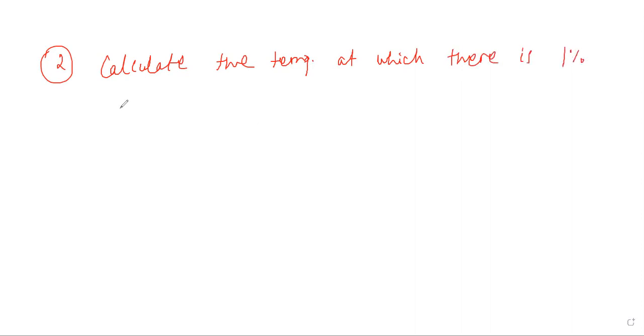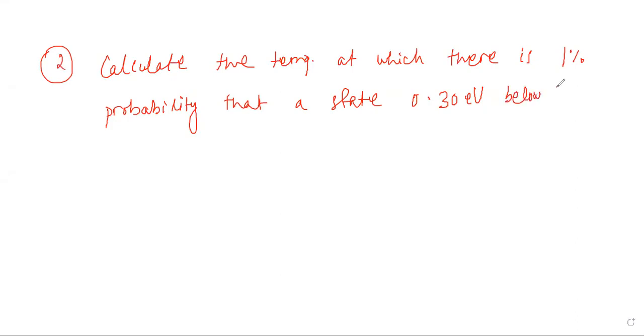The second question says: calculate the temperature at which there is 1% probability that a state 0.30 electron volt below the Fermi energy level will not contain an electron.